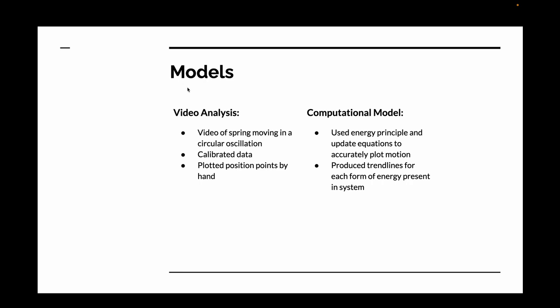And for the models, we first have the video analysis, which is simply a video of a spring mass system moving in a circular oscillation. Then the data was calibrated so that the length of the spring was 1 meter, and the mass and spring constant were found from weekly preview video 52, and then the motion of this object was plotted by hand in Tracker. The computational model used the energy principle and update equations to accurately plot the motion of the object and produce trend lines for each form of energy present in the system.